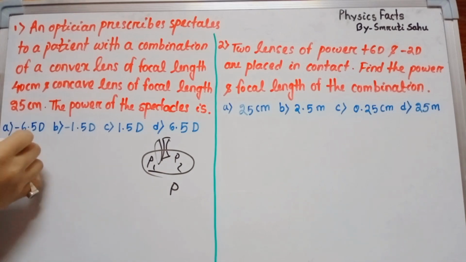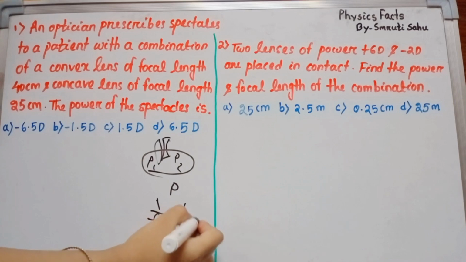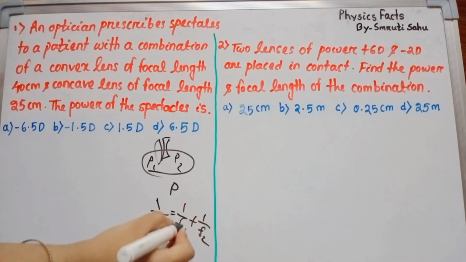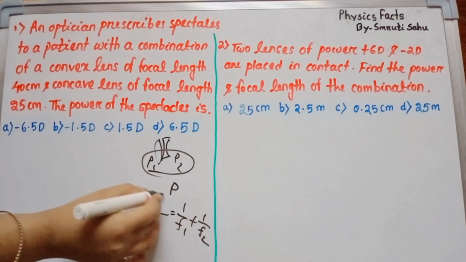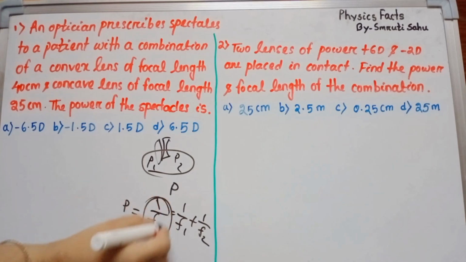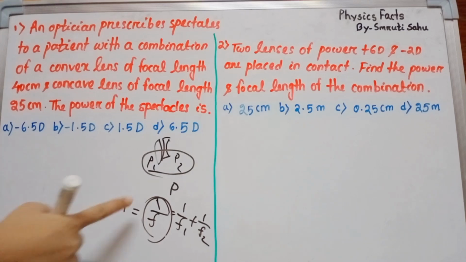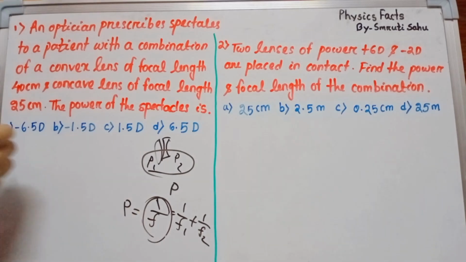Another method: you take 1 by f equals 1 by f1 plus 1 by f2 and simplify this one. Then as you get 1 by f, that 1 by f equals P, the total combination of focal length, that is equal to the total power. Okay, the two methods.